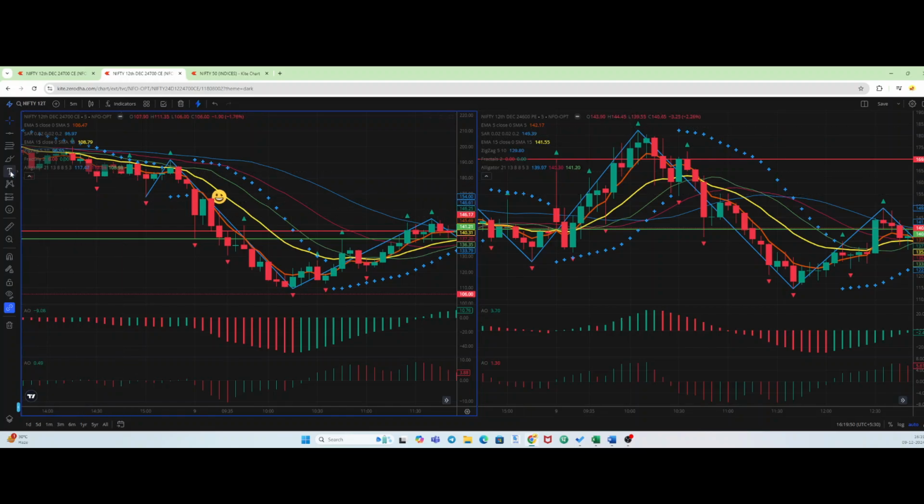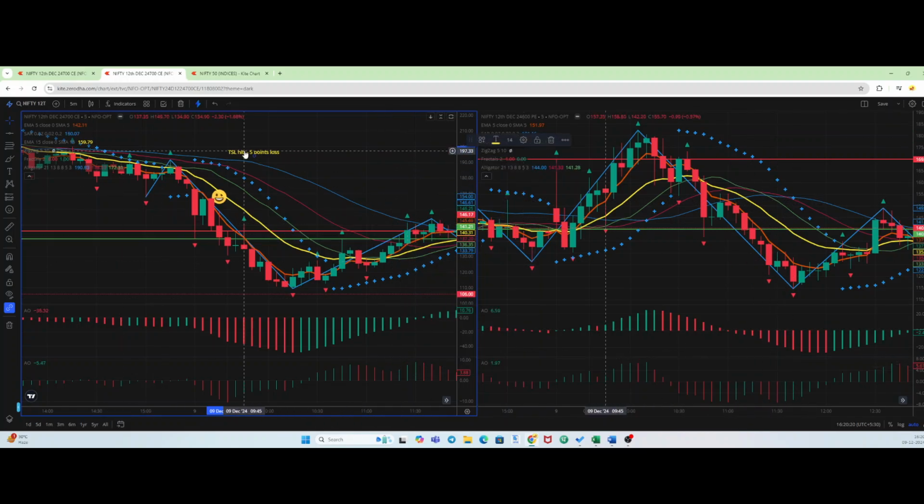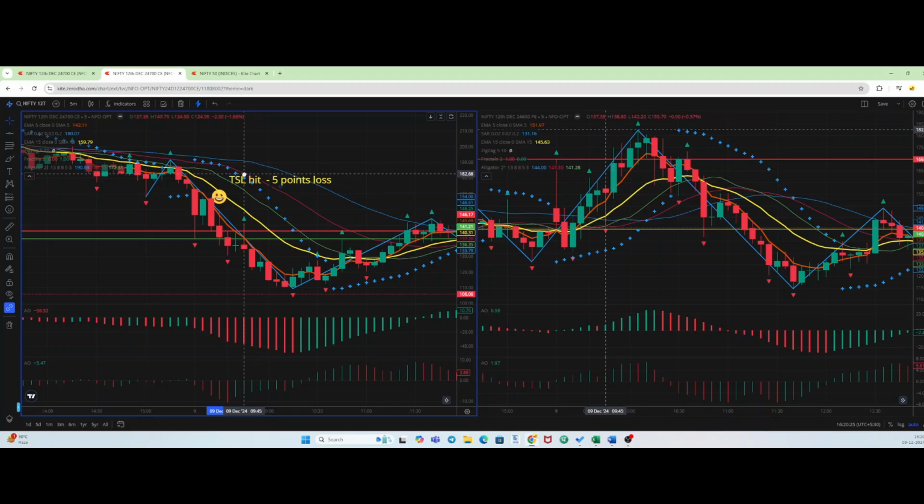We lost 5 points. It is not a pure SL, it is TSL, trailing SL hit, 5 point loss. Okay, no issue. This is the first trade, 5 point loss.